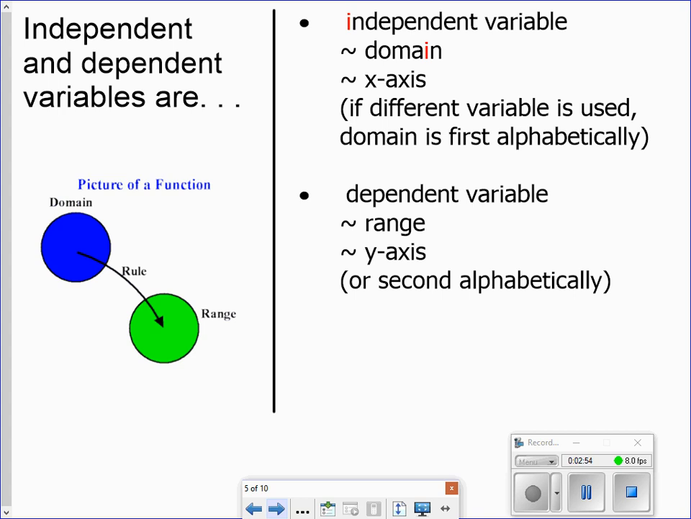They would also be represented by an x-coordinate. If you're going to use a variable other than x, just make sure that whatever variable you use is first alphabetically and it comes before your dependent variable.